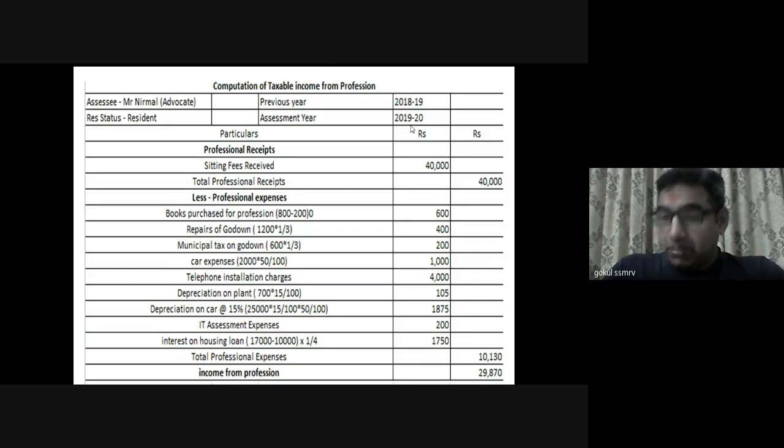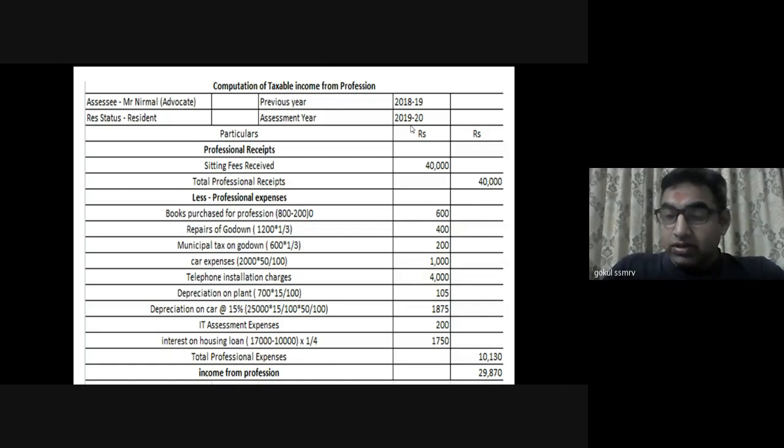Depreciation is 15%. Normally they give it, but here you have to assume that it's 15%. Depreciation on car at 15%, again 25,000 into 15% into 50 by 100. IT assessment expenditure you can consider. Then interest on housing loan, the interest portion is 7,000. Why? Because they have given principal amount as 10,000. So 17,000 is what they have paid. So 17,000 minus 10,000, that is 7,000 into 1 by 4.